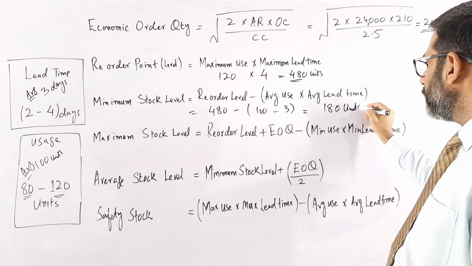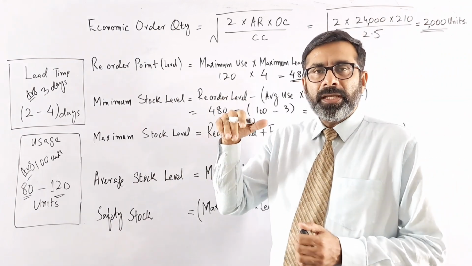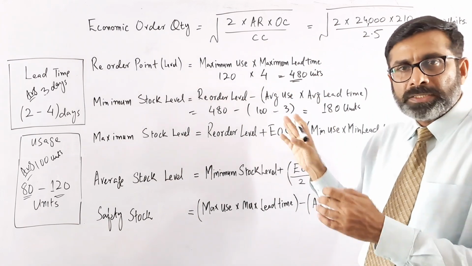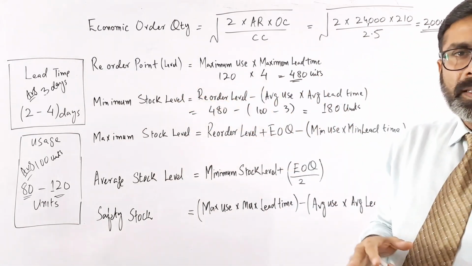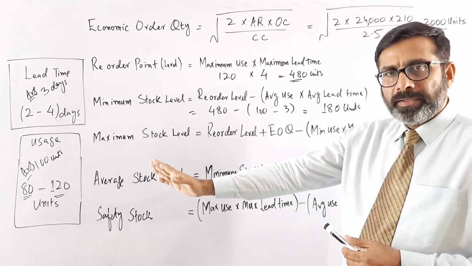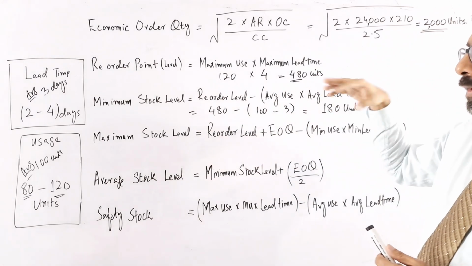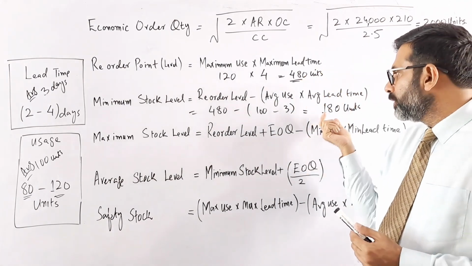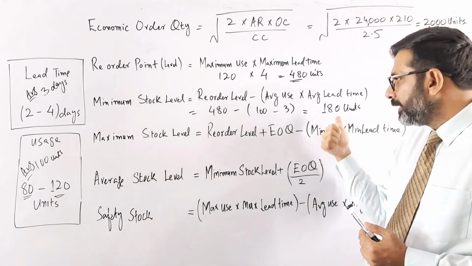So 180 units. It means their stock can reach a minimum level of 180 units according to these assumptions. They are assuming that the lead time will be from 2 to 4 days, the average usage will be from 80 units to 120 units, and the reorder level or reorder point which they calculated is 480. So their minimum level to which the inventory can reach is 180 units.